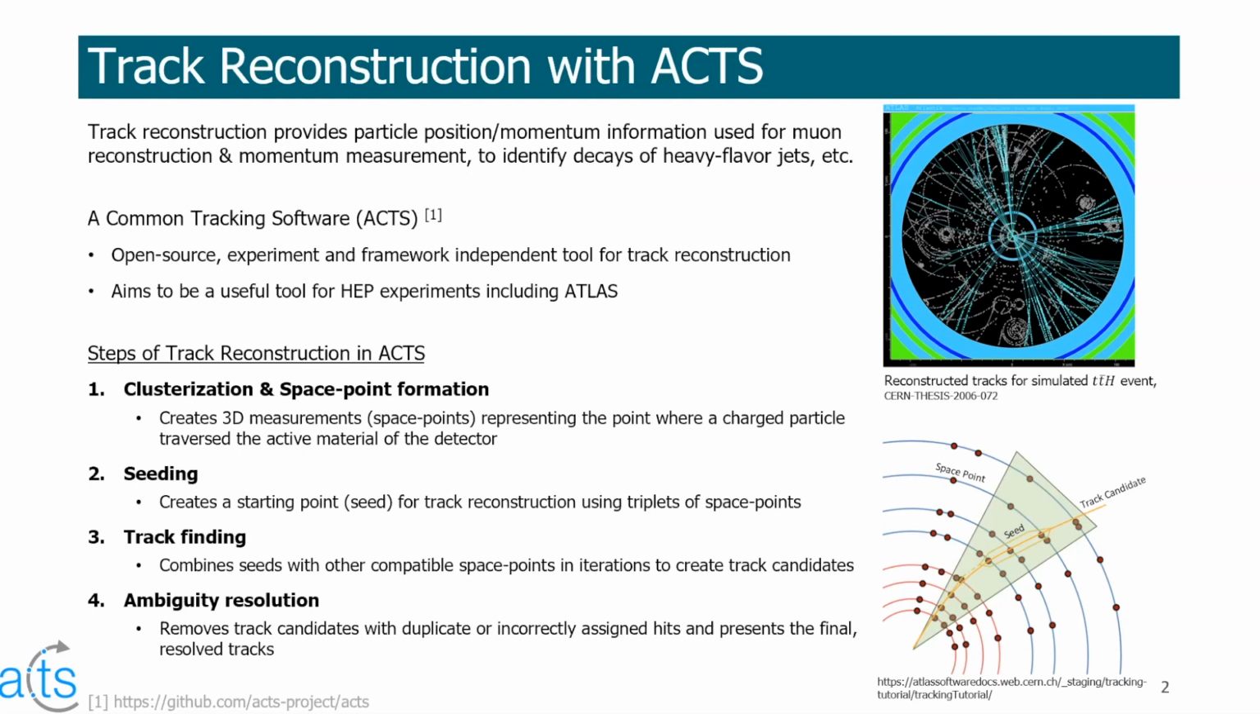Then seeding combines triplets of these space points, and that's used next in track finding, where these seeds are combined with other space points in many, many iterations, which gives us our track candidates. And then the final step is ambiguity resolution, which selects the final resolved tracks from our track candidates.